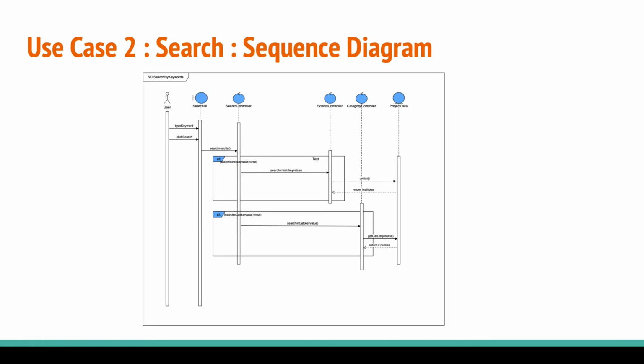For the sequence diagram, we have the user that types in the keyword to the search UI and clicks in the search button. Then the search results method is called to the search controller, which in turn calls the search institution to the school controller. And if there's any unit list inside the project data, it returns the institution list. Otherwise, it searches in the category based on the keyword entered by user. If there's any category inside the project database, then it returns the category courses as well. So this is for the sequence diagram.